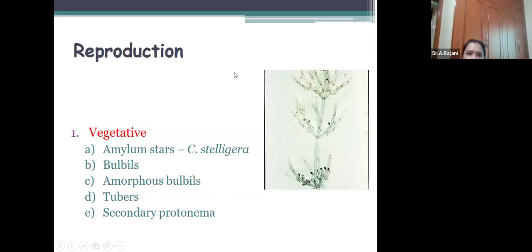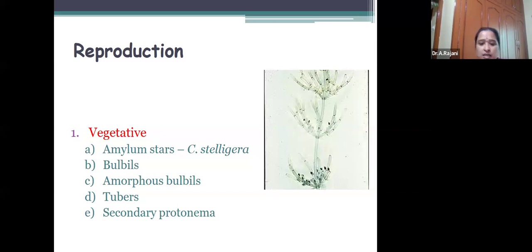Coming to the next one, the reproduction part. What is the reproduction here? Mainly vegetative reproduction is the most important in this one; expect questions here also. Many times they ask this question also: where are amylum stars, a vegetative reproduction, present in algae? That is Chara. Here there are five types of vegetative reproduction, including amylum stars.